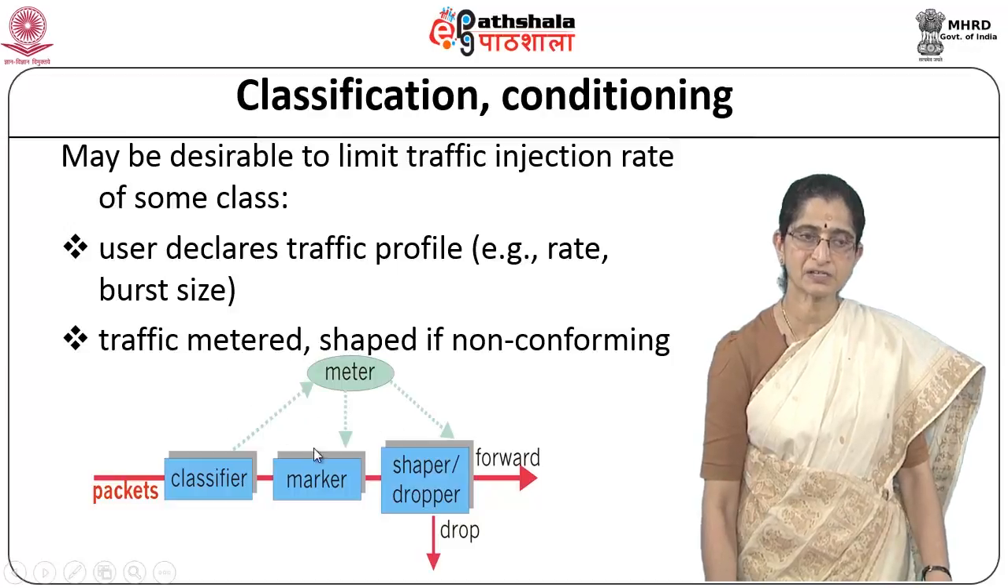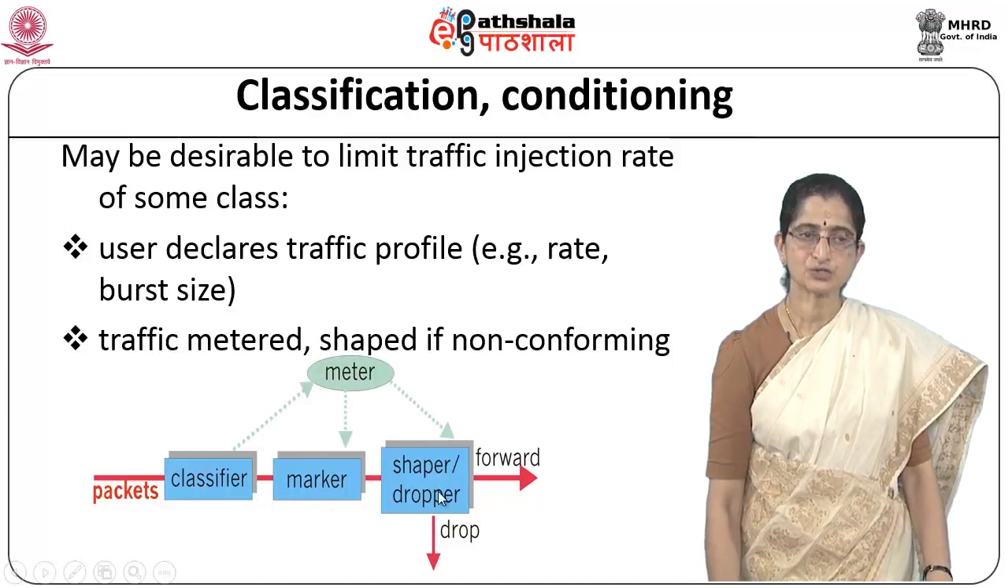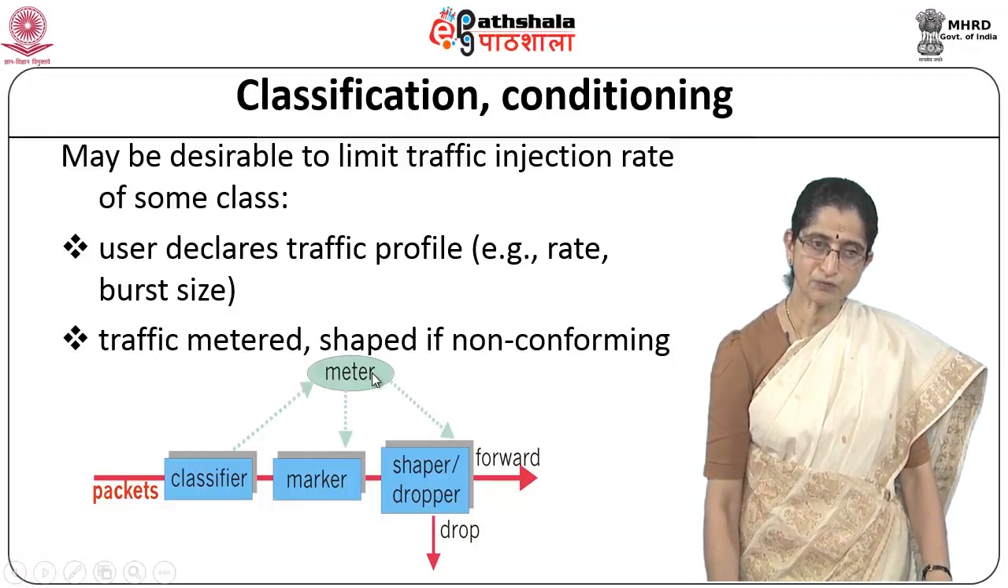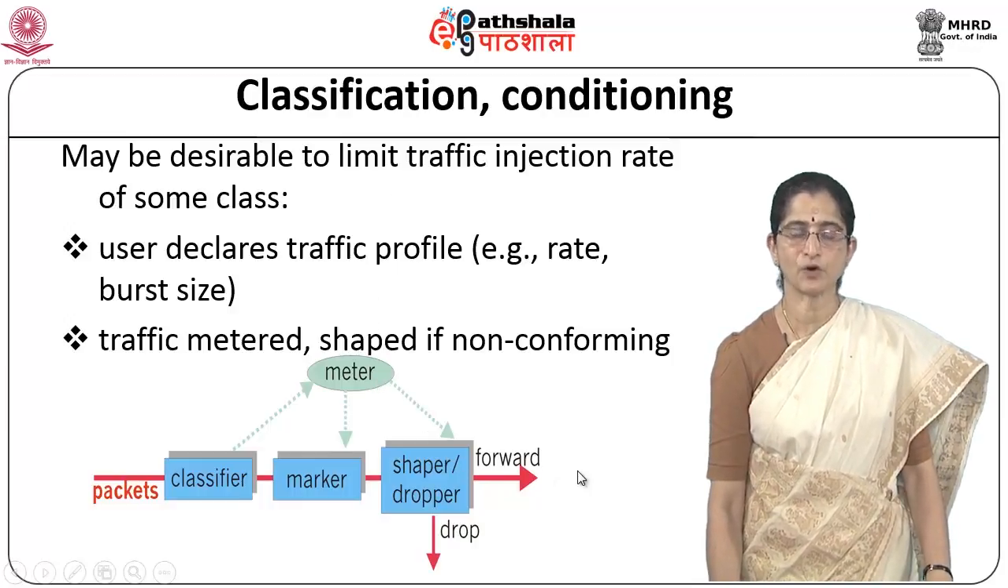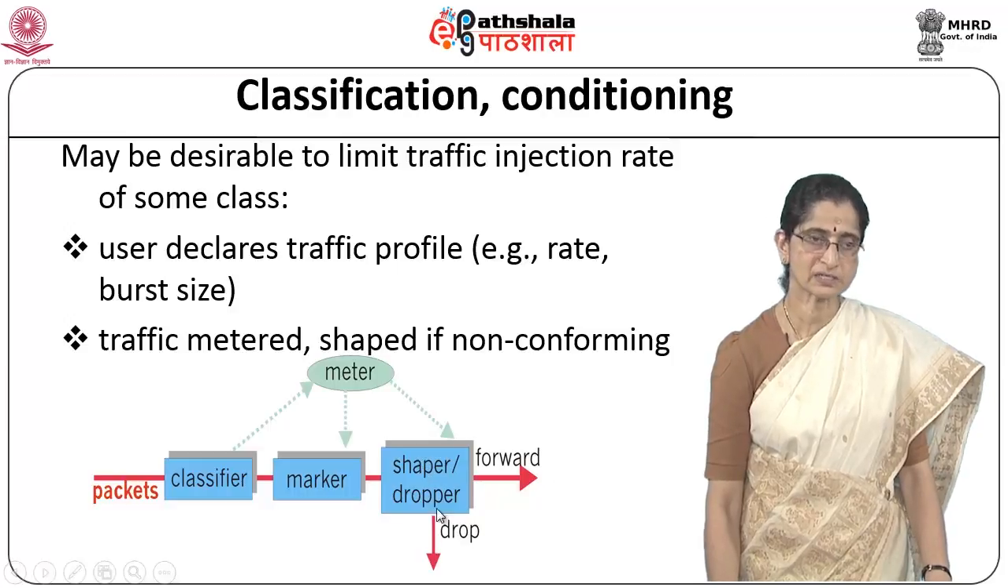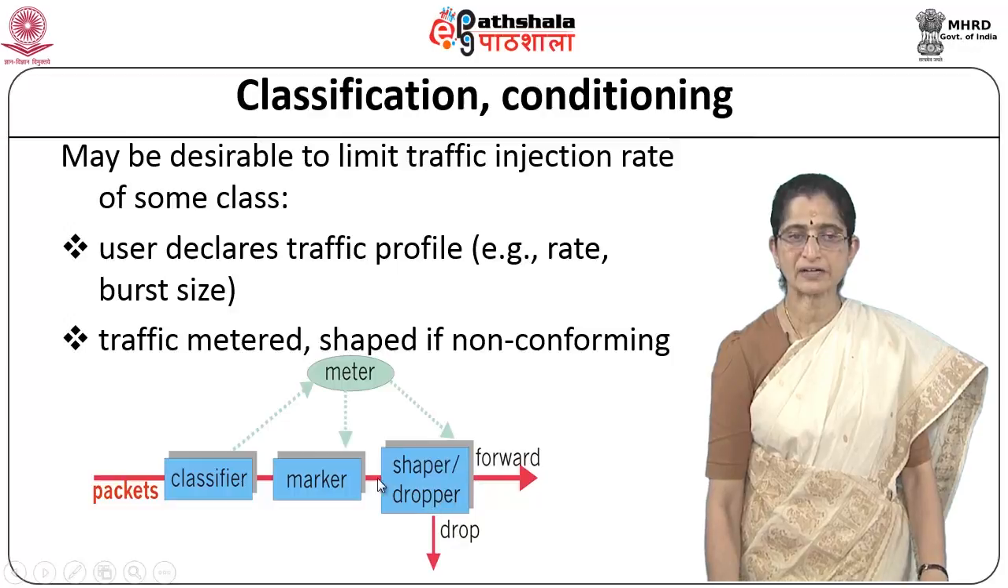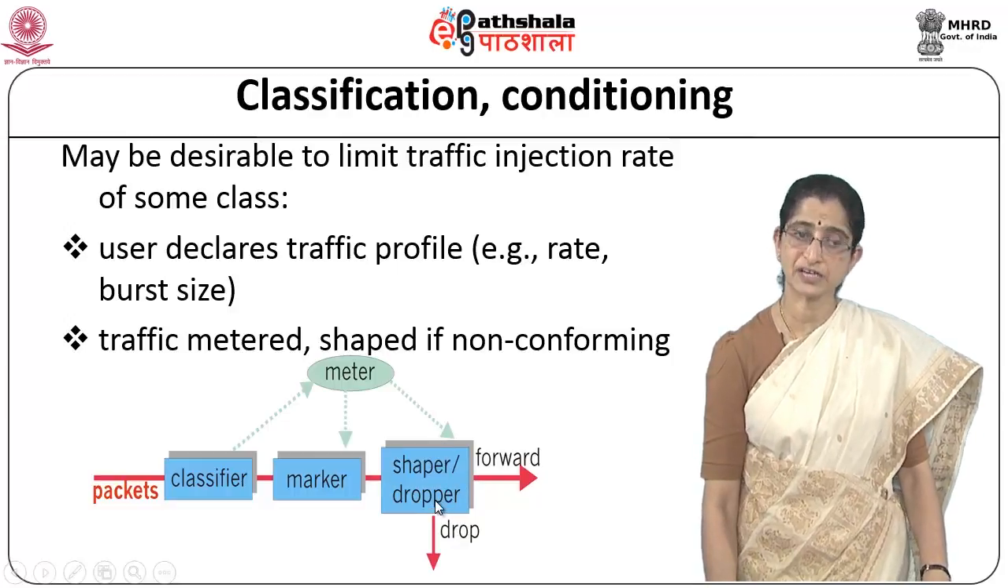What is this traffic metering? You classify it, you mark it, you check whether it is conforming to the traffic profile that has been specified. If it is conforming traffic, then we will forward it, otherwise you will drop it. Okay, this is what you will do. So you classify, and conditioning is the fact that you are shaping it. So you will also shape the traffic.